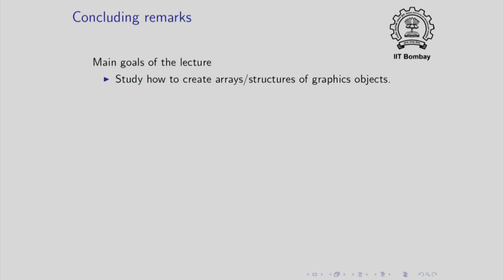So, that concludes this lecture, and let me make some remarks. The main goals of the lecture were: study how to create arrays and structures of graphics objects. I should point out that nothing really new was stated. Graphics objects are objects like other objects, and what we did is really what you have been doing for creating arrays of objects or structures of objects. So, this is just to reassure you that graphics objects are not really some strange animal, but they are just objects. They just happen to have an image on the screen.